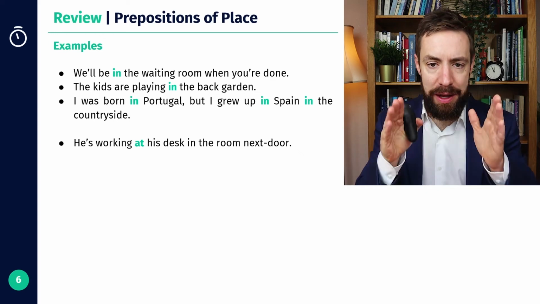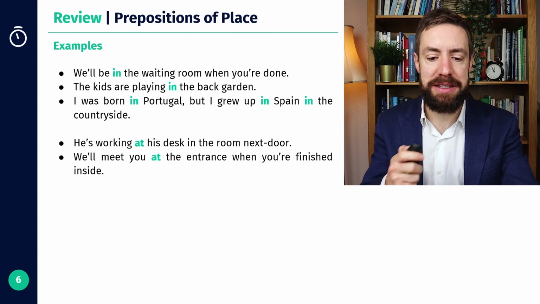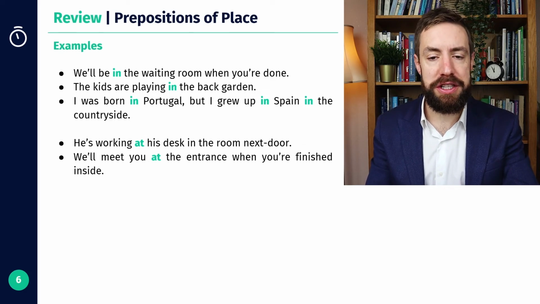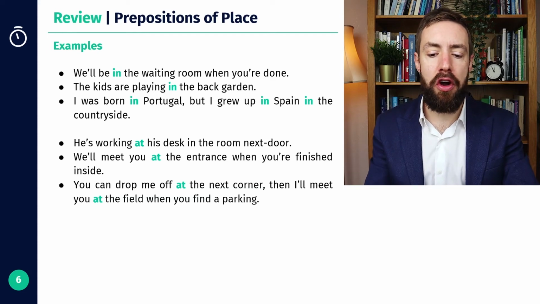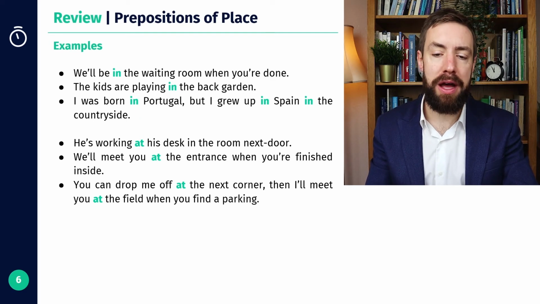So your desk is like one fixed, specific place, at your desk. We'll meet you at the entrance when you're finished inside. So like just at the door. You can drop me off at the next corner, then I'll meet you at the field when you find parking.